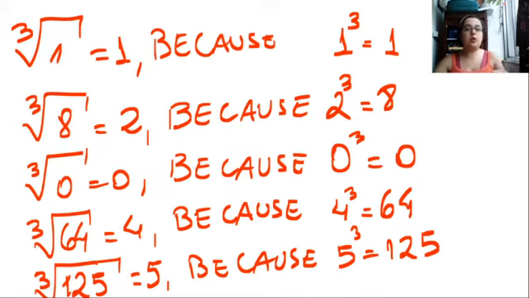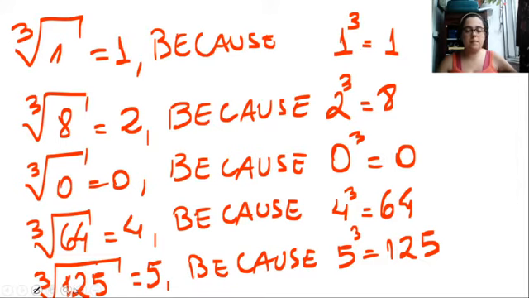Now let's see some cubic roots. The cubic root of 1 is 1. Why? Because 1 elevated to the third power is 1. The cubic root of 8 is 2 because 2 elevated to the third power is 8. The cubic root of 0 is 0 because 0 elevated to the third power is 0. The cubic root of 64 is 4. Why? Because 4 elevated to the third power is 64.